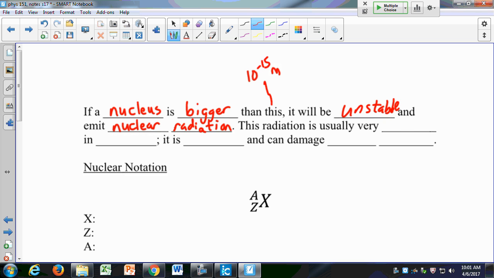And this radiation is usually very high in energy because you've got a lot of energy in those nuclei. You've got all those forces that are holding things together, and all of a sudden they let go, and these particles just come flying out. So they're very high in energy, and it's ionizing and can damage living tissue.